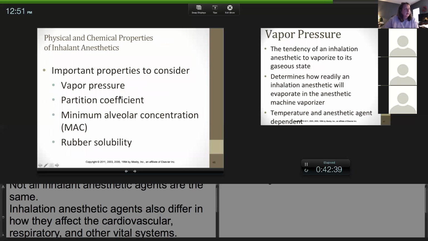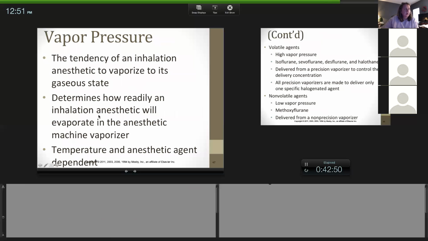Now, these are all things that are important for the boards: your vapor pressure, partition coefficient, MAC, and solubility. If you remember vapor pressure, and we're almost done here, it's the tendency to turn into a vapor, to turn into a gaseous state. Now, the agents you're using now, like isoflurane and sevoflurane, are very high vapor pressure anesthetics. They need controlled administration. That's why you need a precision vaporizer. Your vaporizers are temperature controlled, and you can deliver a precise percent.